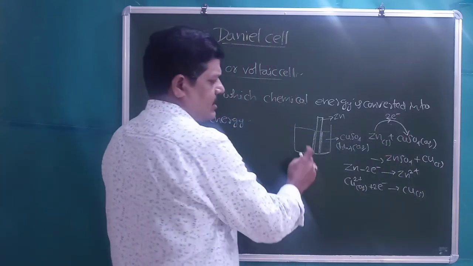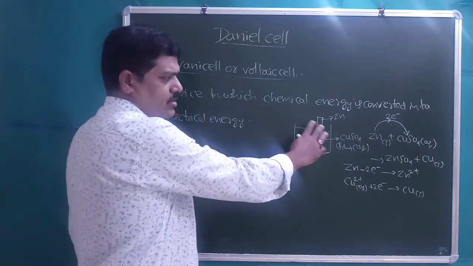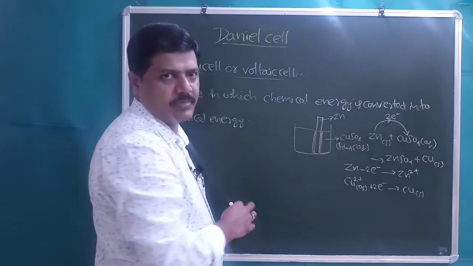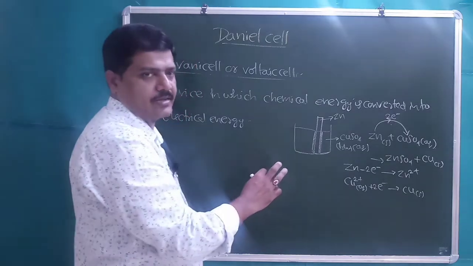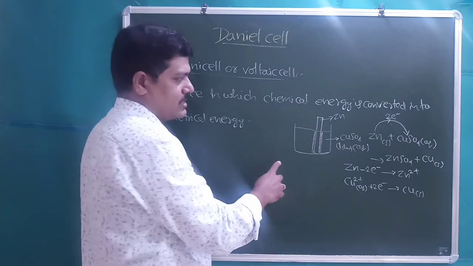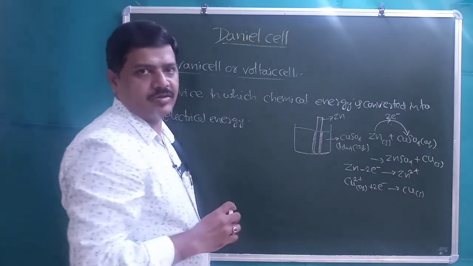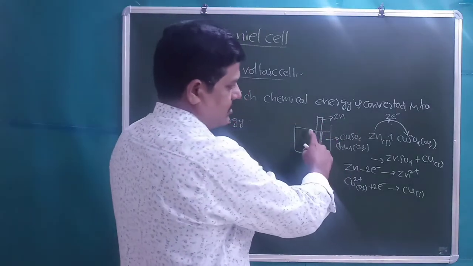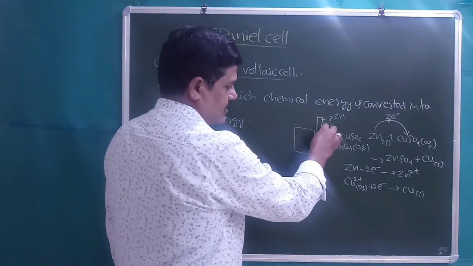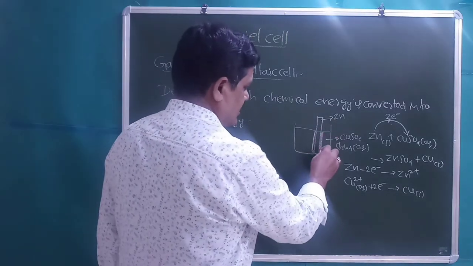If this is allowed to occur in the same solution, we cannot use this electron transfer for doing some external work, some mechanical work. Only the temperature of the solution slightly increases. The electron transfer is taking place only within the same solution, so we cannot use these electrons to do work. Here the reaction occurs only on the surface of the metal rod.